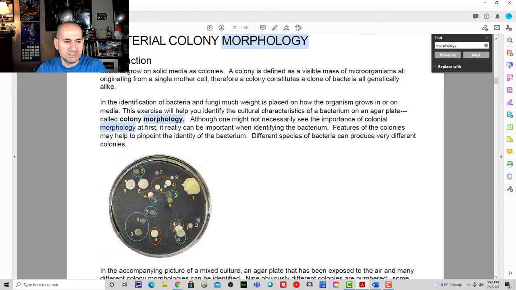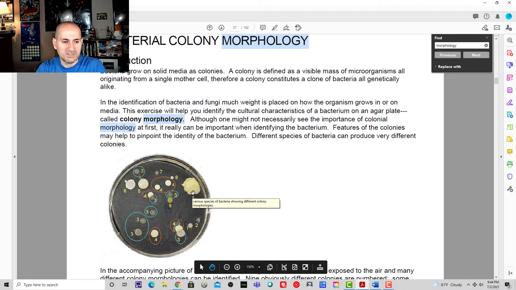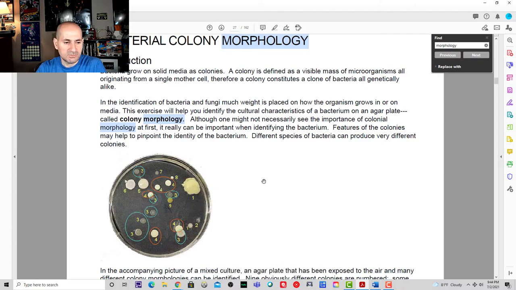You should realize that different bacterium species grow with a different bacterial colony morphology. So here, just by looking at this plate, I can tell you that there are numerous different species of bacteria on this plate, and I believe they've counted 8. You can see 1, 2, they're all numbered. 8 different bacterial species on this plate. Again, each species of bacteria grows with a different colony morphology.